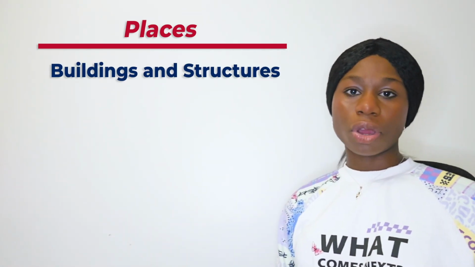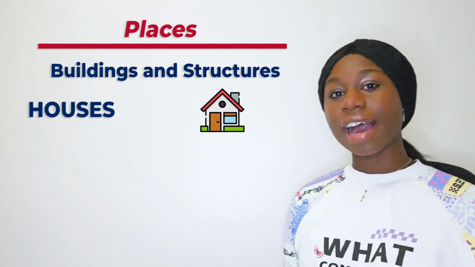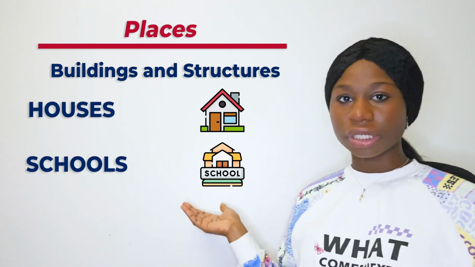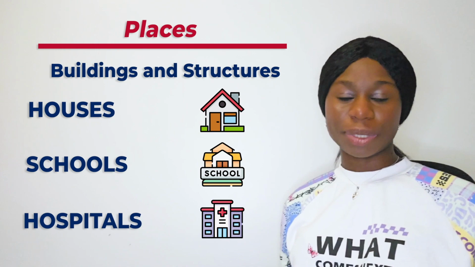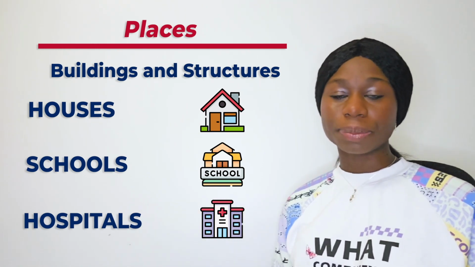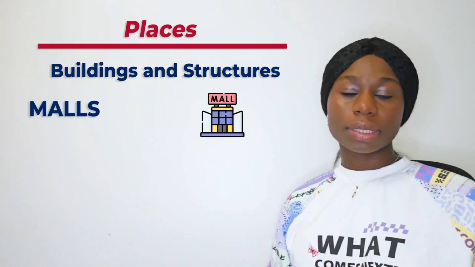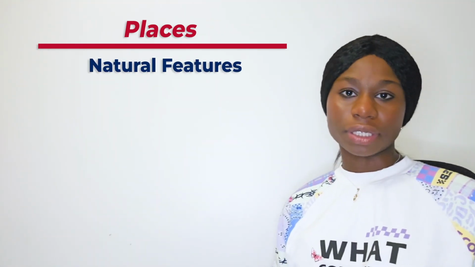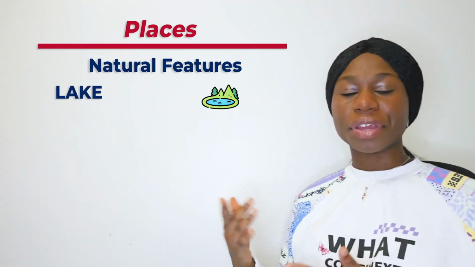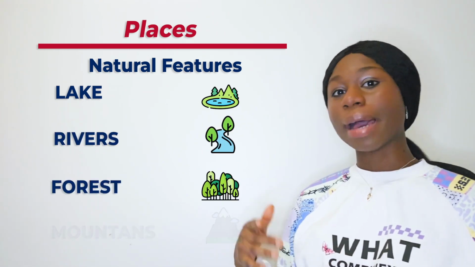Now let's go to buildings and structures. We have houses, we have schools like the university. We also have hospitals like the general hospitals. We have malls and we have parks. We can also talk about natural features like the lakes, the rivers, the forests, and the mountains.